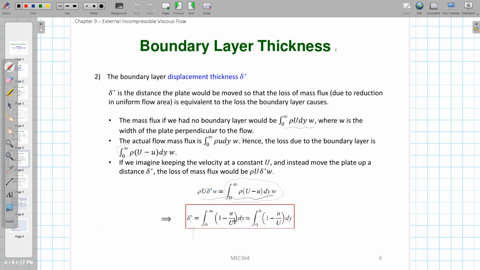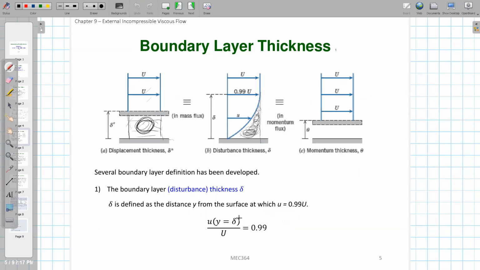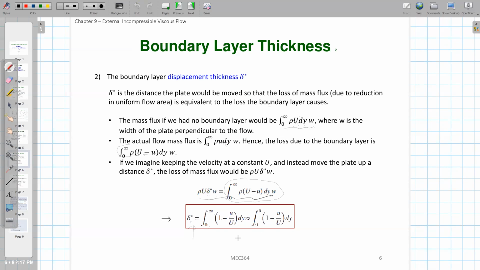Okay, and if we assume from the definition with this delta, we know that at y equal to delta, this smaller u is already 0.99. So instead of integrating from 0 to infinity, we really only need to integrate from 0 to delta, because if y is larger than delta, this u is more than 99% of this larger U, right?